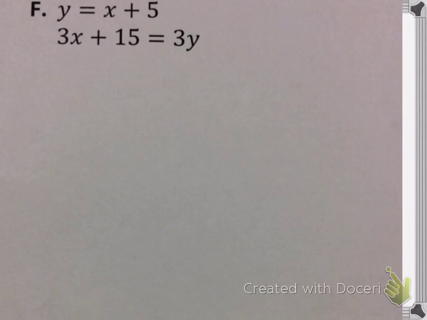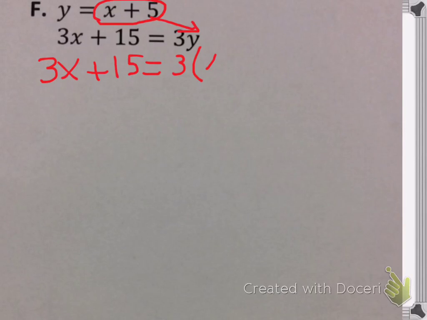All right, here's our last example on our note-taking guide today. Again, this one's really nicely set up for the substitution method. So we're going to take that and substitute it in place of the y. It doesn't really matter that this time the y is on the opposite side of our equation. It's a little bit different than what we've been doing, but it's still going to work out just fine. So we're going to rewrite the 3x plus 15 and set it equal to 3 times y. In place of the y, we're putting x plus 5.